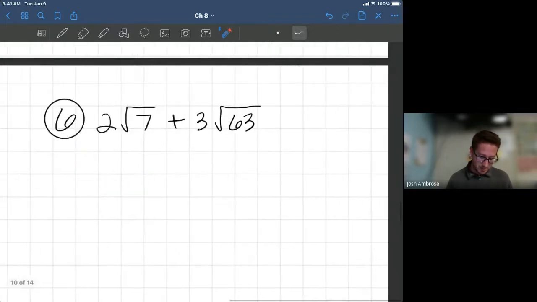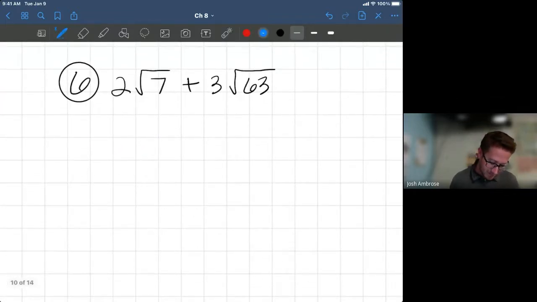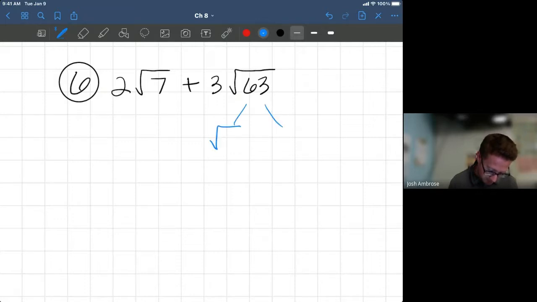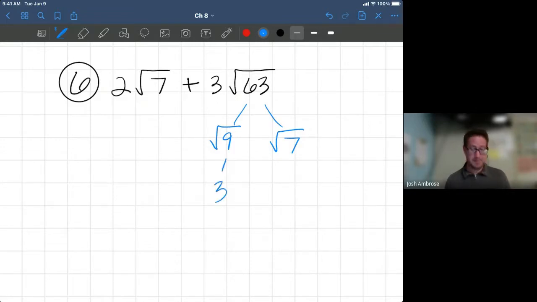All right, last example problem. Here we go. Okay. This piece right here, 2 square root 7, I can't do anything with that. 2, nope, can't magically change that. Square root of 7, 7's prime, can't do anything there. But the square root of 63, I can break that down. We need to make a factor tree. Break this down into the square root of 9 and the square root of 7. 9 times 7 is 63. Square root of 9 works out perfect. Square root of 9 is 3. Square root of 7, we can't go anywhere with that.